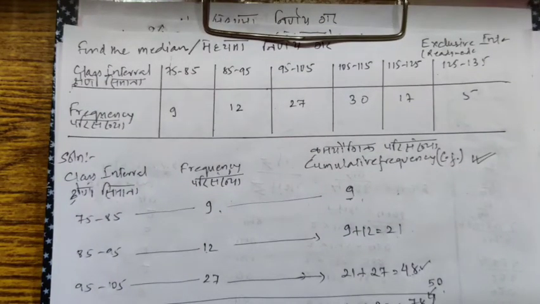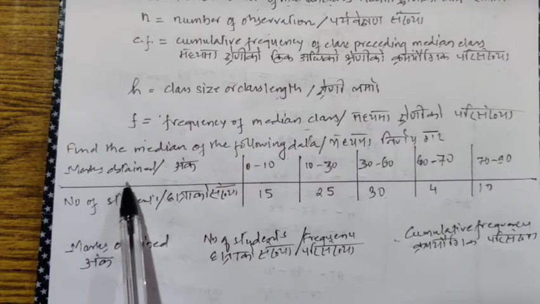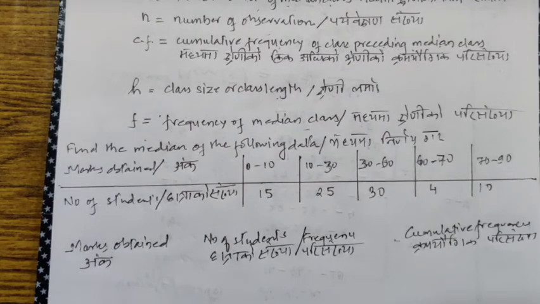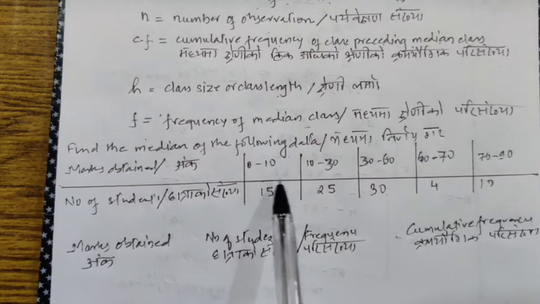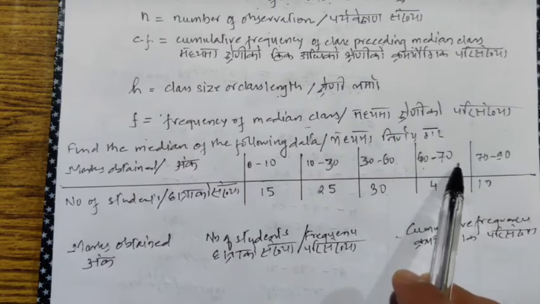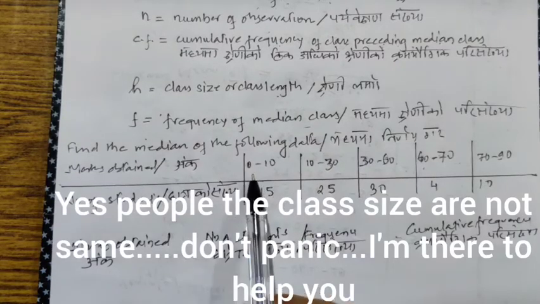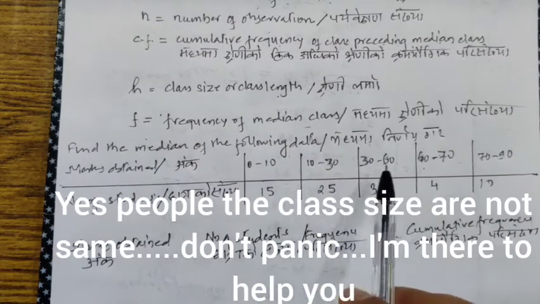So in part 2 I'll be discussing other varieties. Okay people, let's take down another question. Find the median of the following data. Marks obtained and number of students, which is definitely the frequencies. 0 to 10, 10 to 30, 30 to 60, 60 to 70, 70 to 90. Can you see it's not arranged in a definite or fixed gapping. Here the class size is 10, here the class size is 20, here the class size is 30.